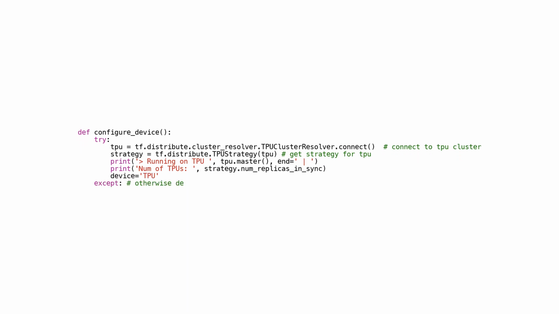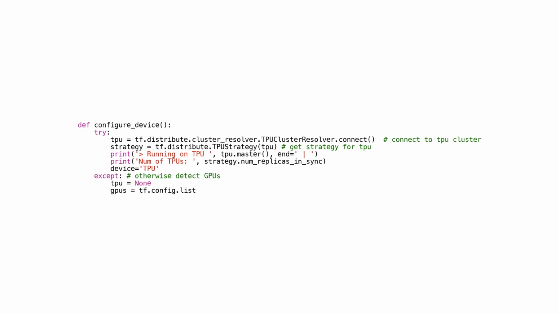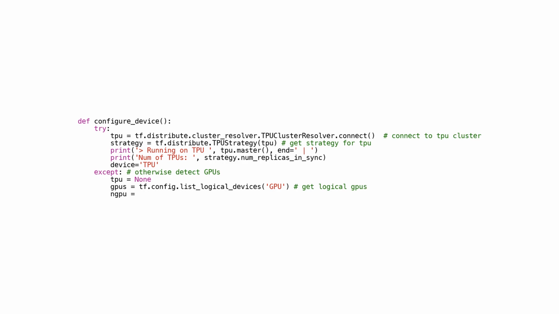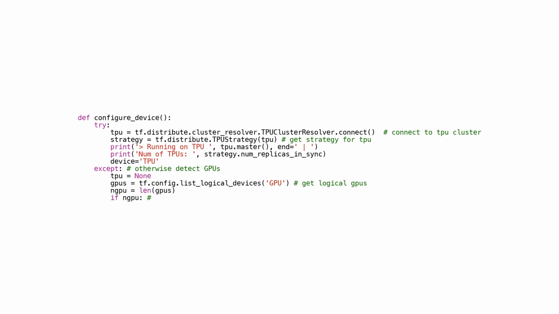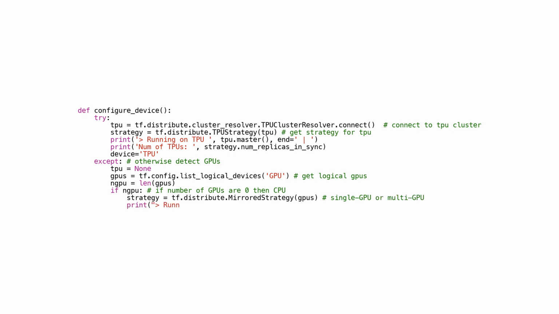But hold your horses. If that TPU is a no-show, we'll check if there are any GPUs kicking it with tf.config.list_logical_devices GPU. If we find some, we'll create a mirrored strategy and use those GPUs to split up the work. And if neither of those guys are around, we're like, fine, we'll just use the old CPU.